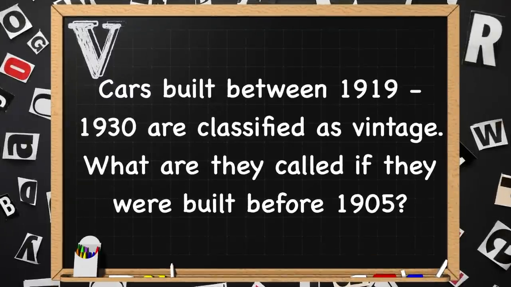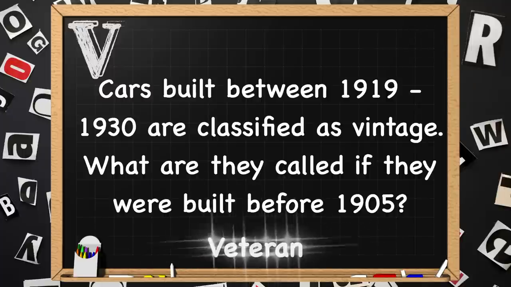Beginning with V, cars built between 1919 to 1930 are classified as vintage. What are they called if they were built before 1905? Very well done if you said veteran.